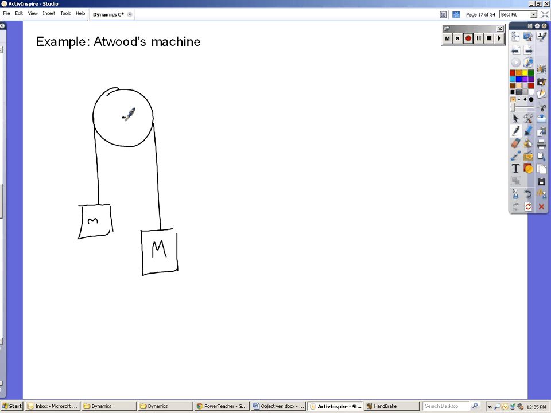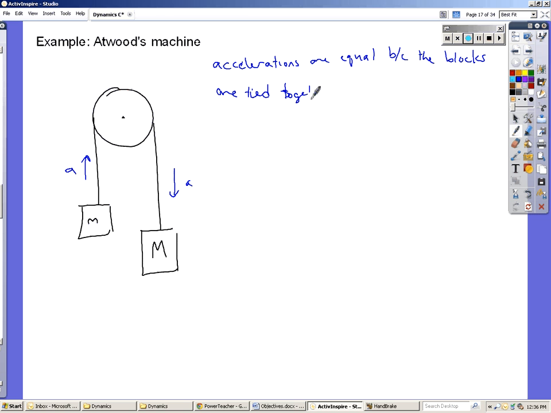And when we let go of these masses, what's going to happen is that the larger one will accelerate downward, and the smaller one will accelerate upward. What we'd like to do is find an expression for the acceleration. Now first off, because they're tied together, the two accelerations are the same. We're assuming here that the string cannot stretch. That would be an interesting problem, though.